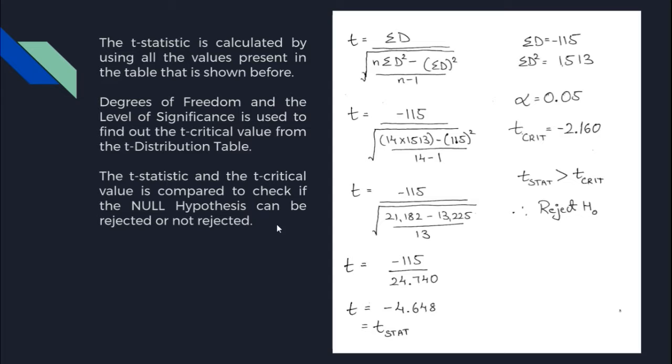Now the t statistic, which is -4.648, and the t critical value are compared to check if the null hypothesis can be rejected or not. So we can see that the t statistic is beyond the t critical value, therefore we reject the null hypothesis.